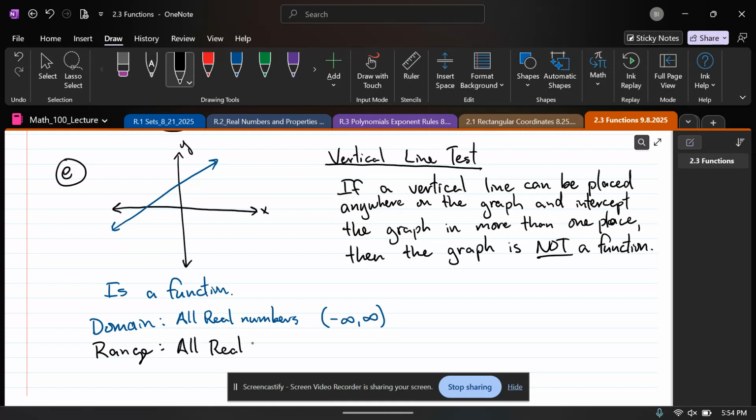Because that graph goes forever up and down. So notice that the arrows go up. It's pointing to the right and up, but it's still going up forever. And as far as the y direction goes, this is going down forever. Okay? So the domain is all real numbers. So the range, in this case, because it's going forever up and forever down, is also all real numbers. And that would be from negative infinity to positive infinity.